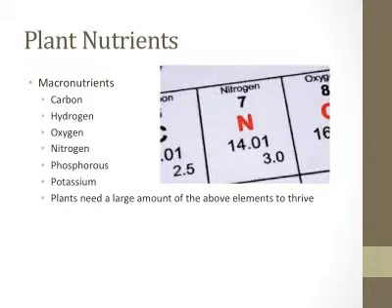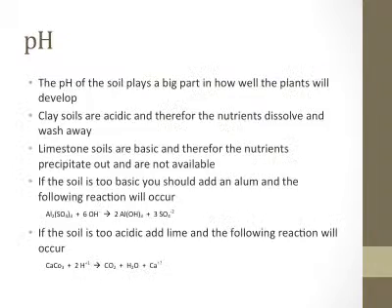First of all, plants need lots of things to thrive. We need macronutrients. Macronutrients are the ones they need a lot of, things like carbon, hydrogen, oxygen, nitrogen, phosphorus, potassium. And they need lots and lots of these. Where do they get a lot of these from? They get a lot of these from the sun, and then they make their own food. But what they don't get from the sun and what they don't make, they get from where? Soil.